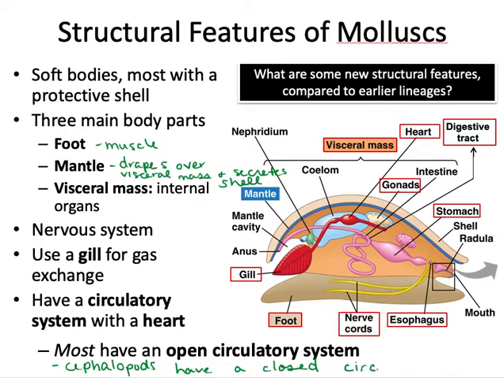So the mollusks are our first animal phylum that has both a respiratory and a circulatory system. And so now that we see that, we will likely see it amongst all of the animal phyla that we see in the future.